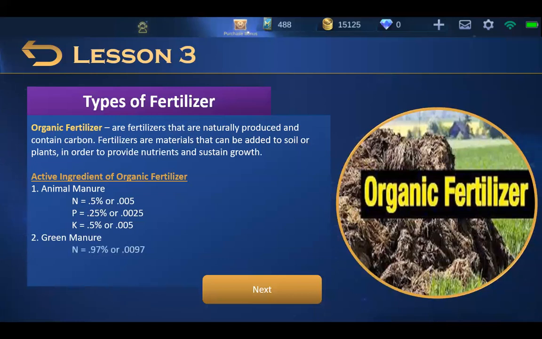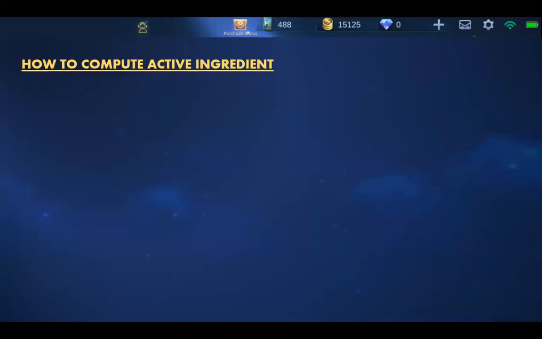So, we get active ingredients for the nitrogen 0.97%, phosphorus 0.5%, and potassium 3.15%. Now, how to compute active ingredients for animal manure and green manure.